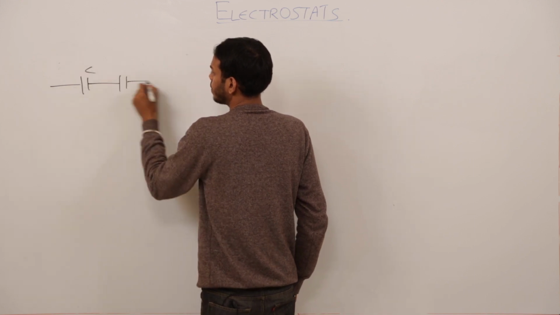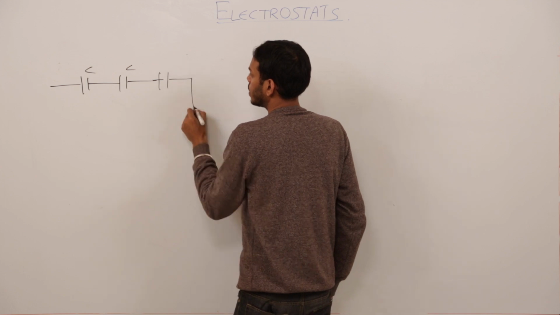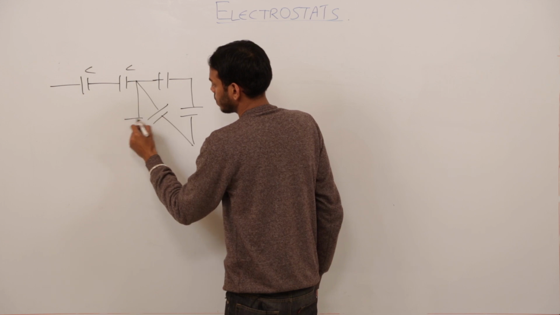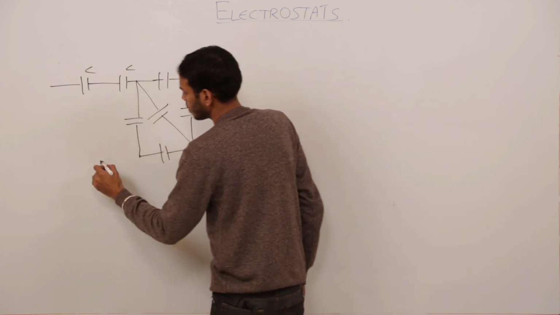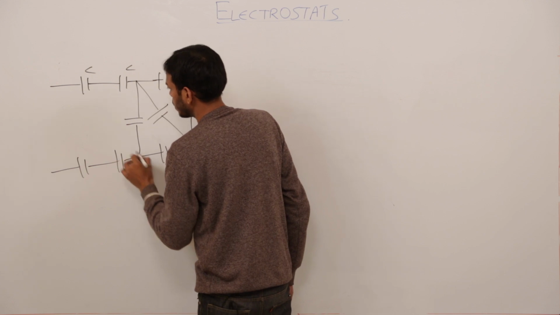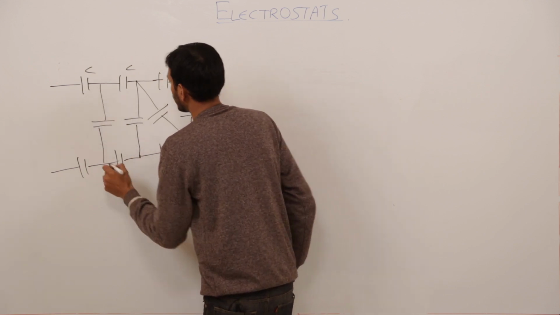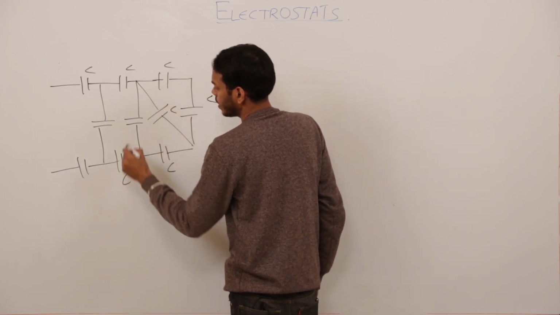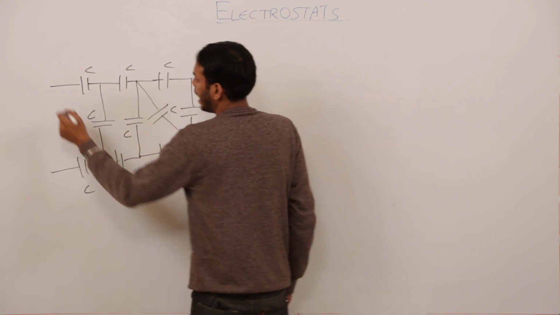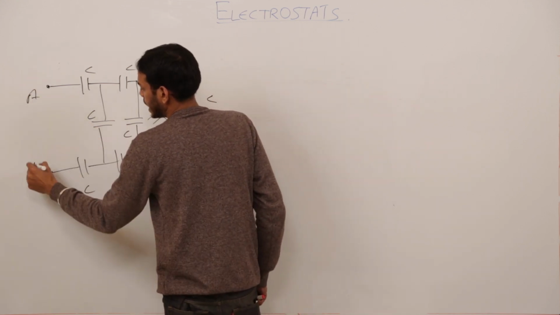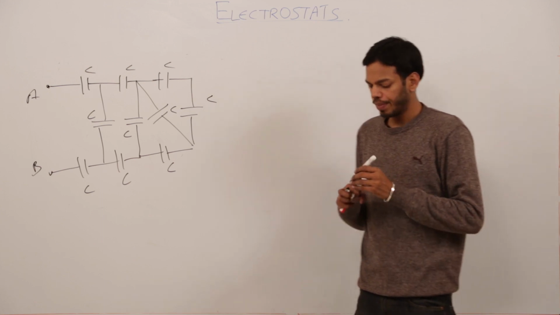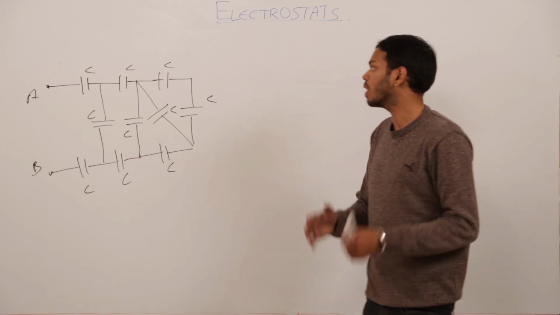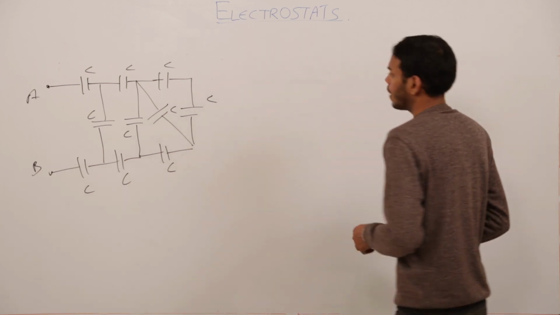Each capacitor has a value of C farads. I have to give the net capacitance between point A and B. While solving circuits like this, first of all, if you are more comfortable with the values, I'll give you the values, okay?